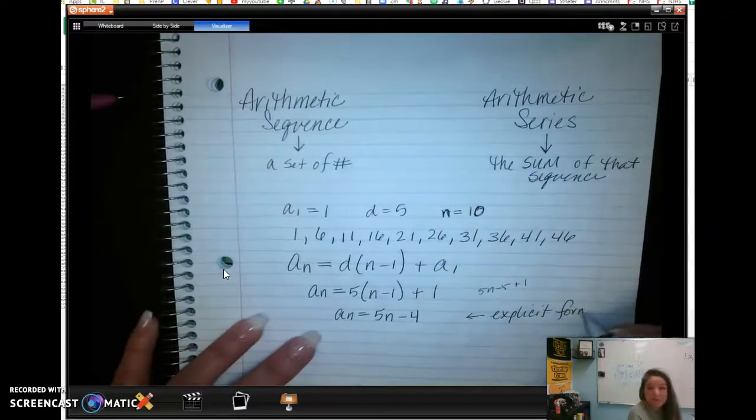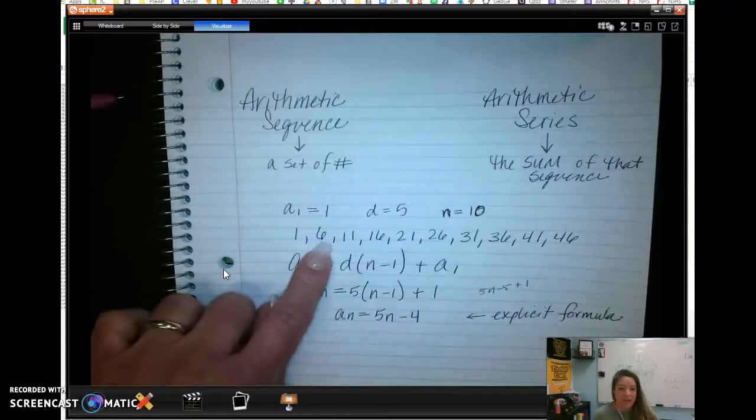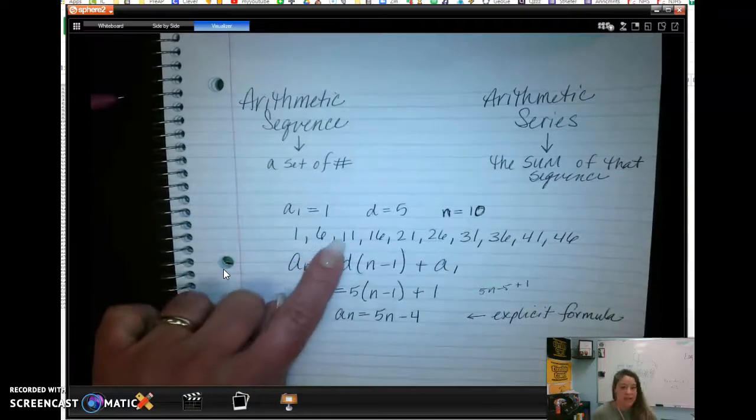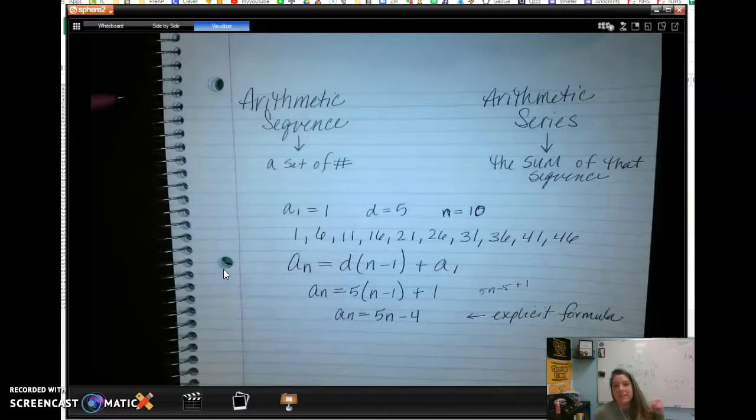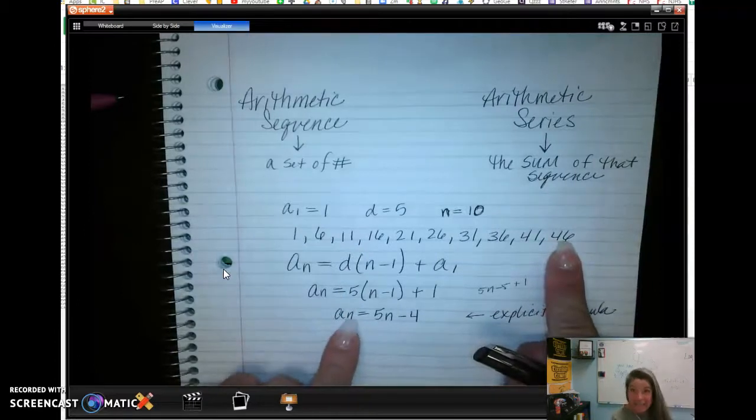This is the explicit formula. It's not a recursive formula. The recursive formula says that you take the term in front of it and add 5. The term in front of it and add 5. The term in front of it, right? That's a recursive formula. The explicit formula says, look, if I want that 10th term, I plug in a 10.